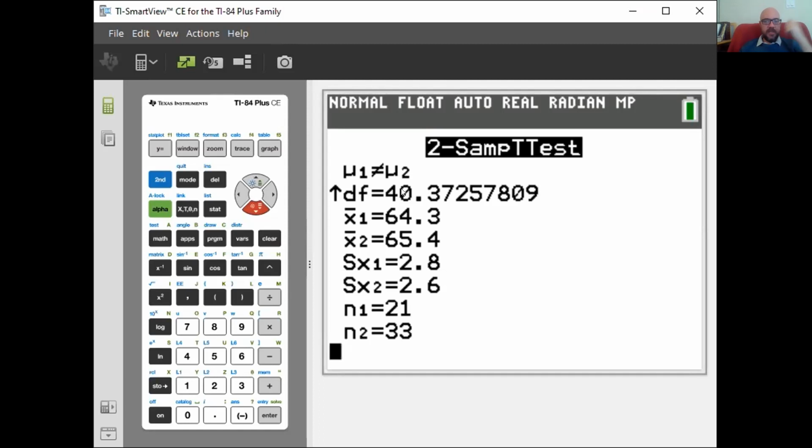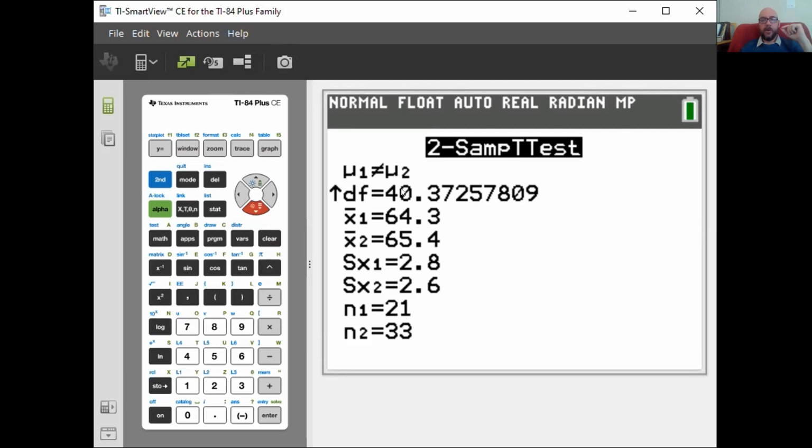Notice that this number, this 40.37, is bigger than both 33 and 21. That's because our sample size isn't exactly 33 and it's not exactly 21. It's that we've got the two of them that we're combining, but we don't just add them together either. So I'm not going to worry about where this number comes from or why we do that weird kind of weighted averagey thing.